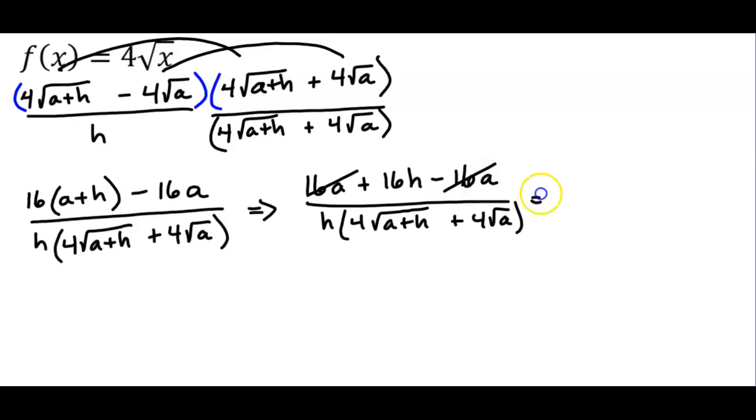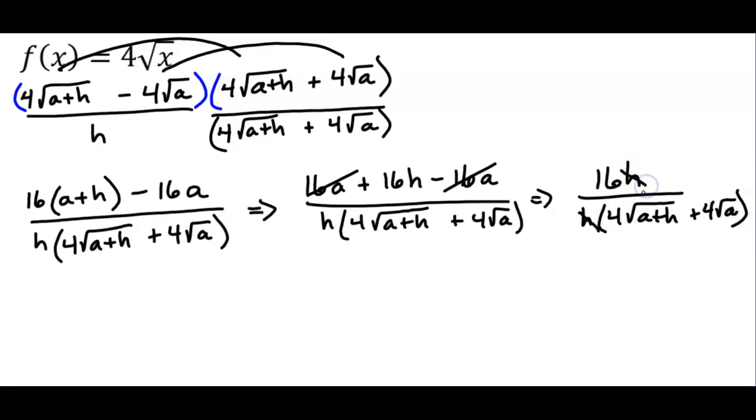So then you have 16h over h times 4 square root a plus h plus 4 square root a. And then those h's cancel. Now, I have 16 over 4 square root a plus h plus 4 square root a. And then when h goes to 0, that's okay because it's not going to mess up my denominator.